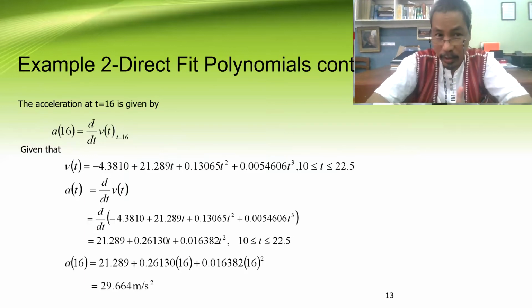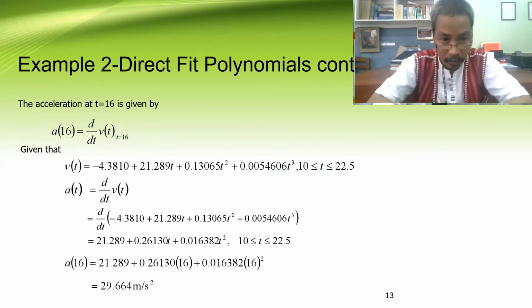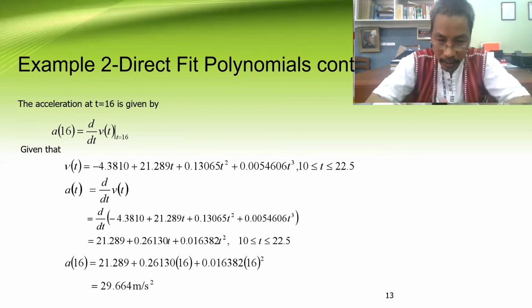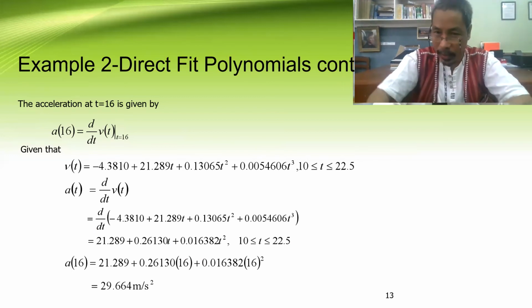We can use this because our concern is 16. So 16 is between 10 and 22.5. Maybe not exactly at the middle, but it is along that valid region. So therefore, we can substitute t equal to 16 into this equation. We find that the acceleration is equal to 29.664 meters per second squared. This is our estimate of the actual acceleration.